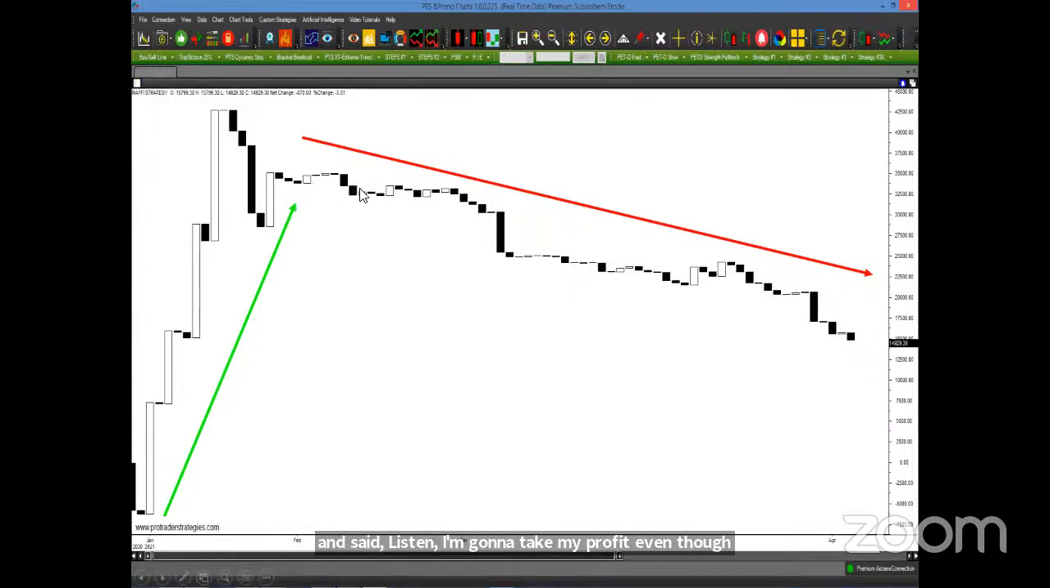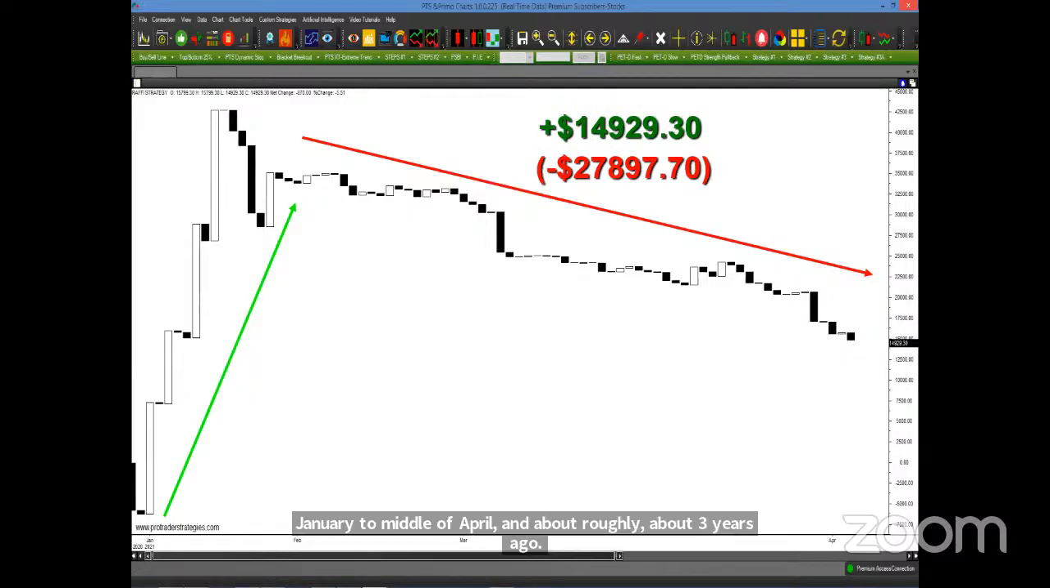Each one of these bars represents a losing trade as a down bar or a winning trade. This is your profit and loss. So at the end of this period, from trading here from January to the middle of April, roughly three years ago, the student gained nearly $15,000, $14,929.30 to be exact. But look at the drawdown.